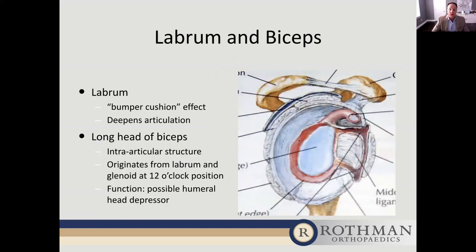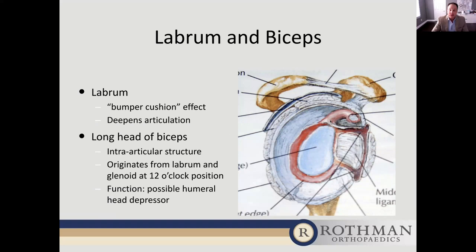The labrum is, because it's such a small, thin socket like a golf tee, the labrum is actually white in real life, but is red in this picture. It acts as a bumper cushion to deepen the articulation by about 40%. It also attaches to the ligaments, so the ligaments attach to the labrum. So if there's a labrum tear, you essentially have a ligament tear. We'll talk about that a little later.